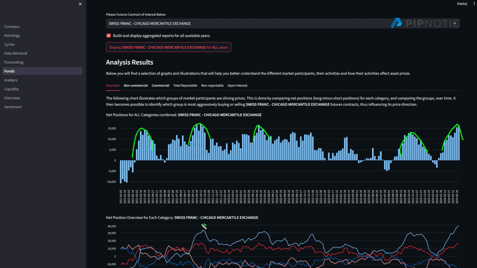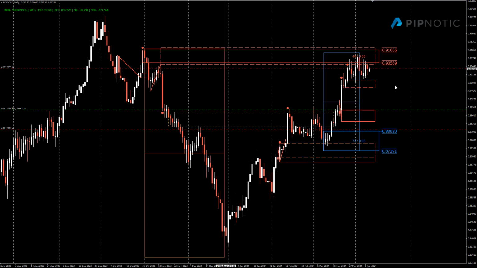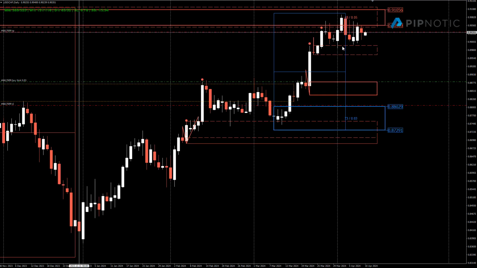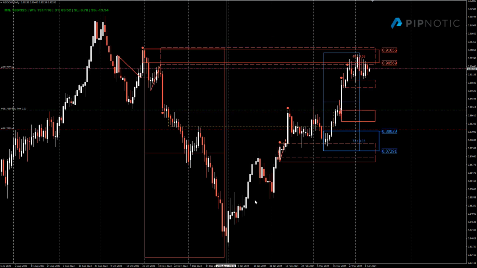Okay, you can see here, we're really, really long on the commercial side, plus 40,000 contracts. So just be careful. Prices could easily pull back from this daily supply here, and we're kind of scrunching up a little bit, stuck between this inside daily demand. I call it inside because we're inside the range here.